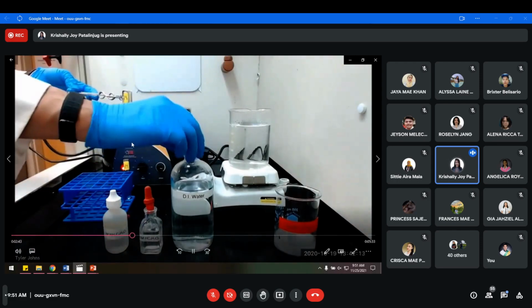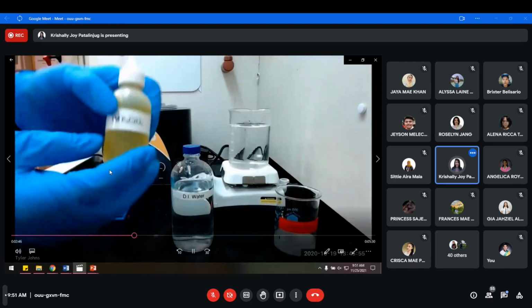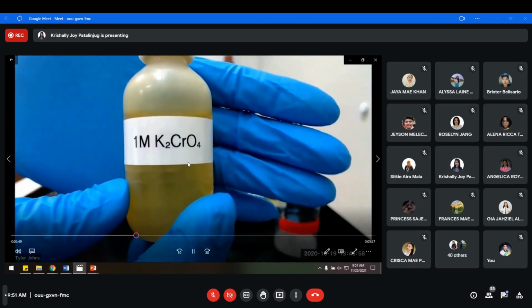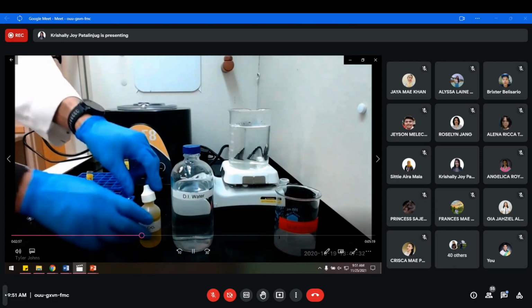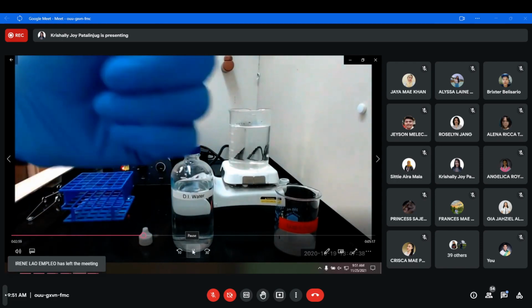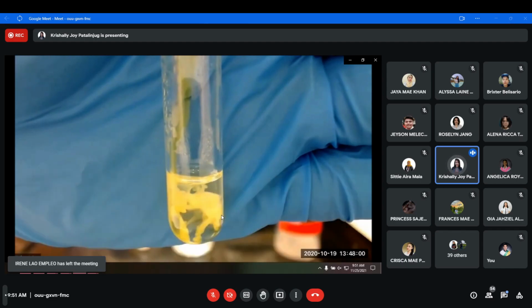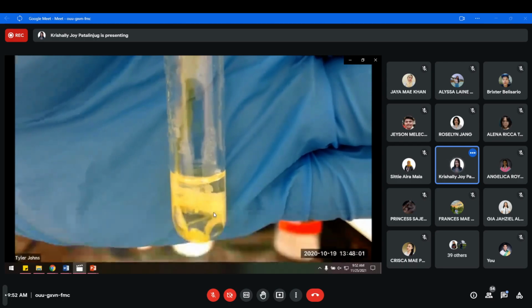This is already part of the separation of barium. We will next add 3 drops of 1 molar potassium chromate to our solution. We will then warm and agitate the mixture and centrifuge. Upon adding potassium chromate, that is already part of separating barium ion from calcium. You already have the idea that it's the barium ion that reacts with chromate, forming barium chromate precipitate.